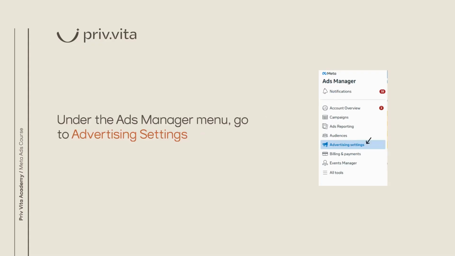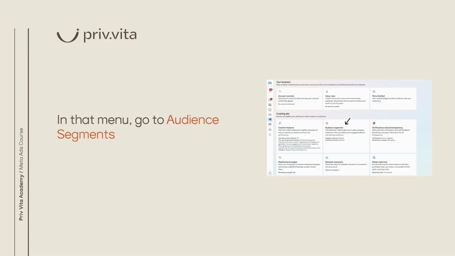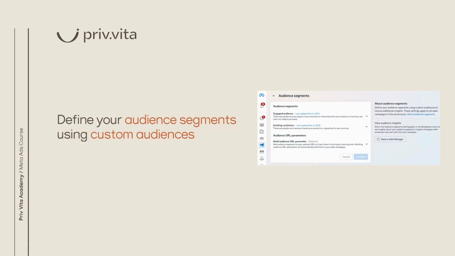Under the Ads Manager menu, go to the advertising settings. In that menu, go to the audience segments. For your engaged audiences, you can add your website visitors, and for your existing customers, you can use website purchasers, upload your customer list, or simply connect your Klaviyo email list so it's automated.